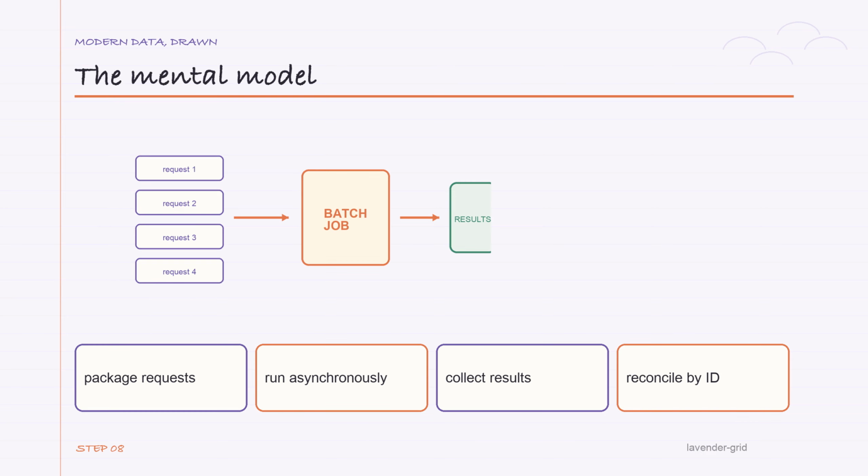Before we finish, let us join the pieces into one mental model. Batch AI is a file-based assembly line. Package independent requests with stable IDs, submit them together, wait for asynchronous processing, then join outputs and errors back to the source. This is the part that usually makes the whole concept click.